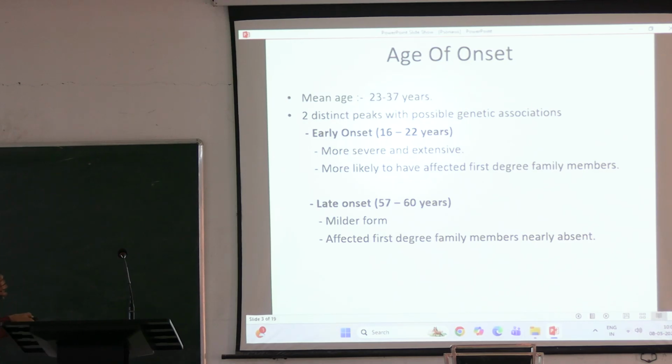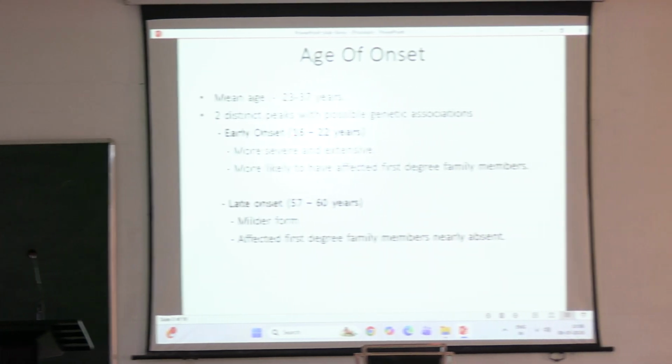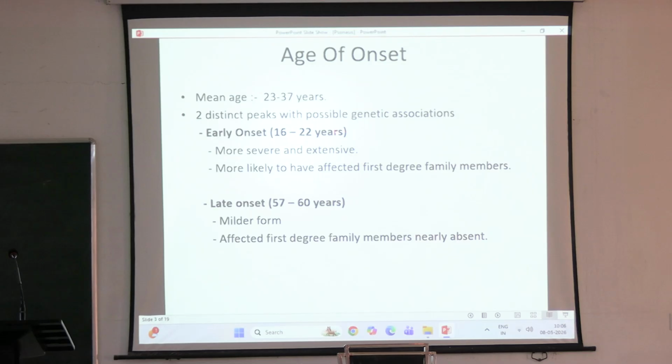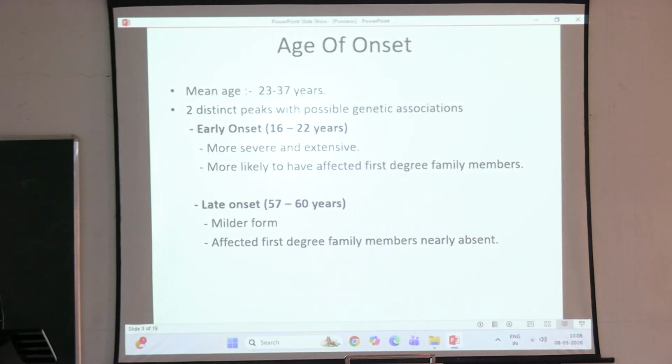Early onset disease occurs between 16 to 22 years of age or before 40 years of age. The disease in this case is more severe and extensive and is more likely to have affected first degree family members. Early onset disease is most commonly associated with HLA-CW6, and in this case the disease is more extensive and more likely to affect first degree family members.